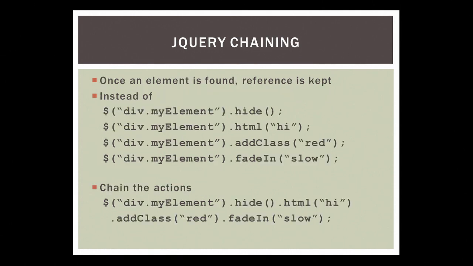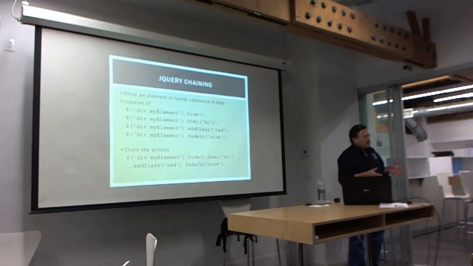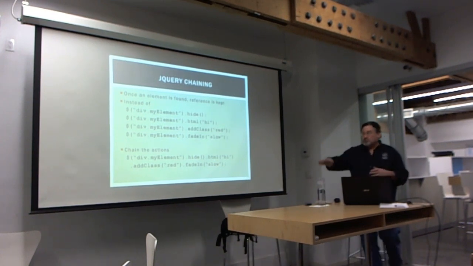So then once you find your element, jQuery stores that in memory for you, so you don't have to go and find it again. Because every time that you say dollar sign something, it has to search the DOM again for that element, even though it just found it on the first line.